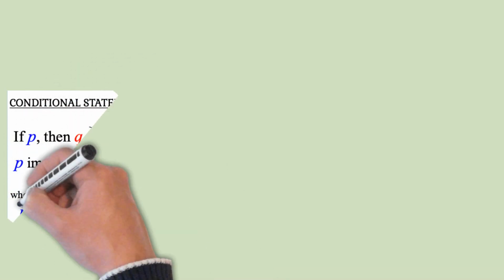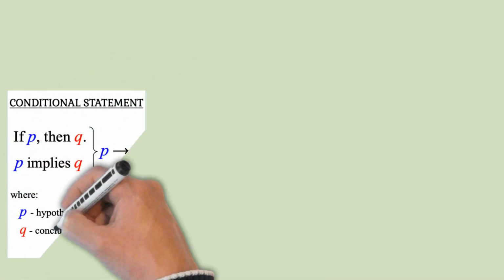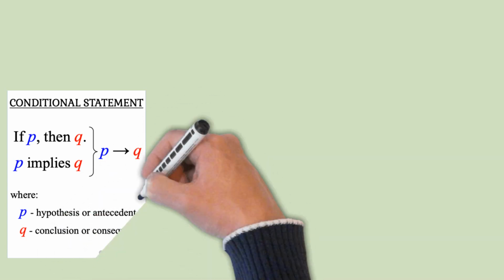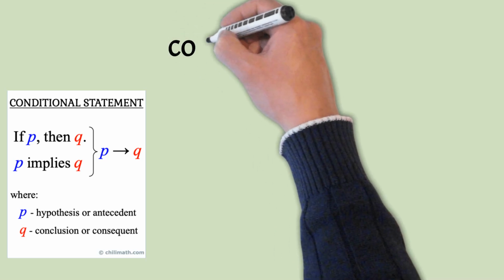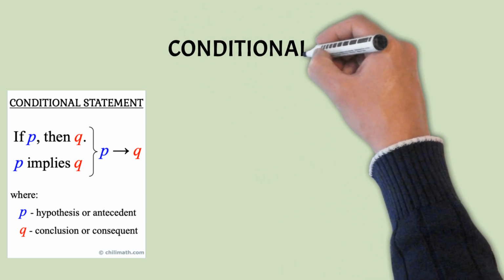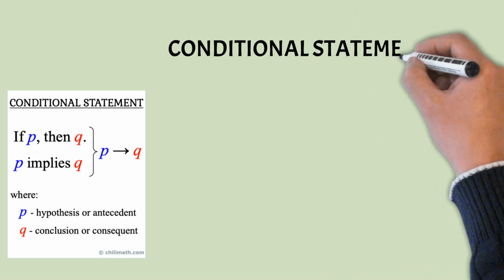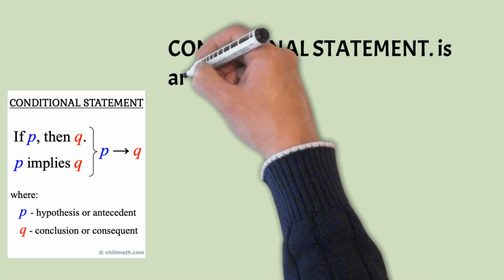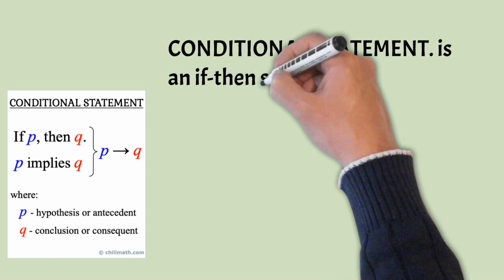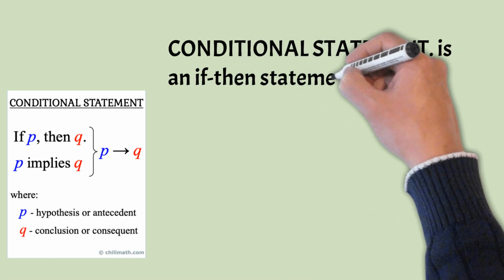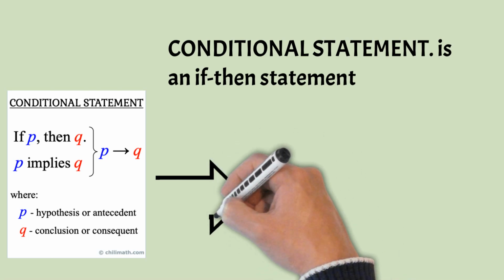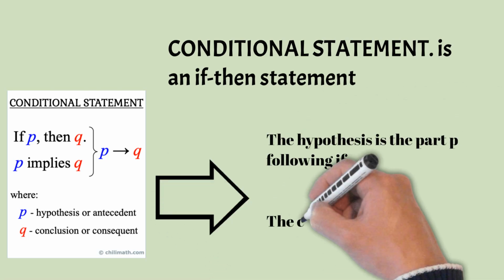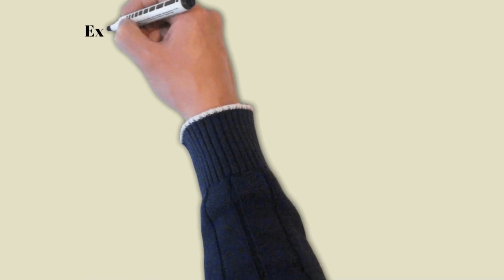A conditional statement is an if-then statement. The hypothesis is the part P following if. The conclusion is the part Q following then. So most of the time you are going to have a conditional statement such as, if an animal is a robin, then the animal is a bird. So you have the P followed by a Q. Hypothesis is the part P.